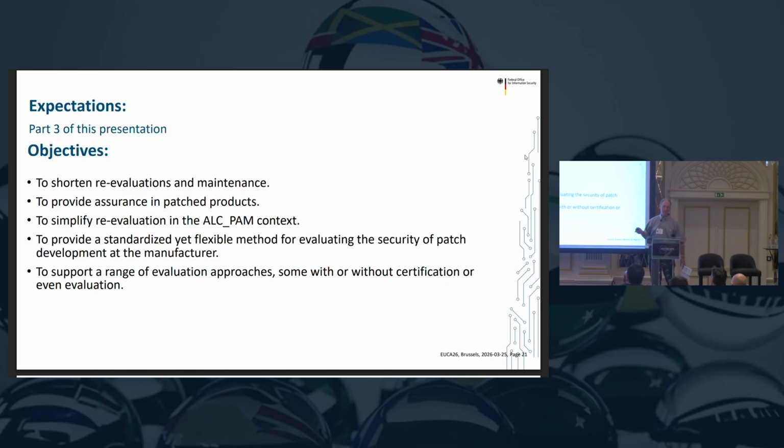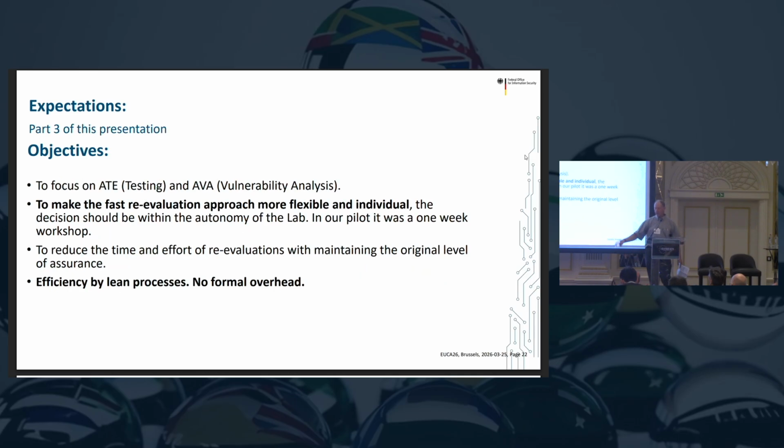Compromises on the process, I need to repeat again, not on the security. So we want to make fast re-evaluation possible for everybody. We keep it flexible for every kind of manufacturer, for any kind of product, and we want lean processes. We do not want a formal overhead. Please keep in mind, this comes from a certifier of the German scheme, and us Germans, we are infamous for being formal, sometimes I like to say. But no, it's only possible if we are getting less formal.